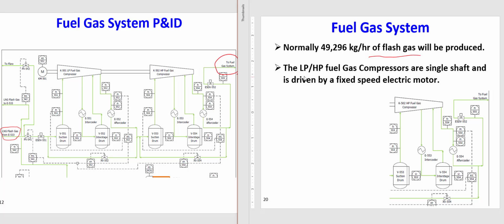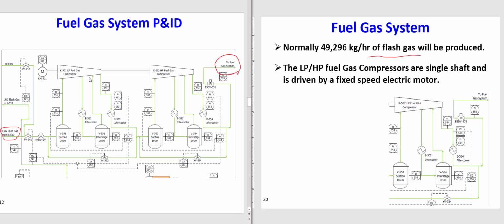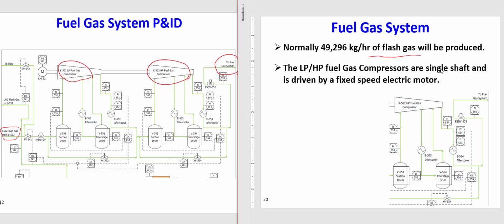Another point is the low pressure and high pressure fuel gas compressors. Each of these two compressors has two stages. They are not complicated compressors. They are single shaft compressors driven by an electrical motor. Okay, so these two compressors here are single shaft and they are driven by an electrical motor.